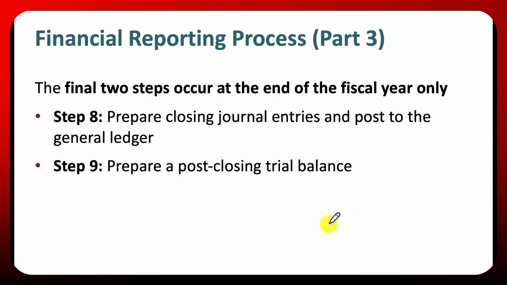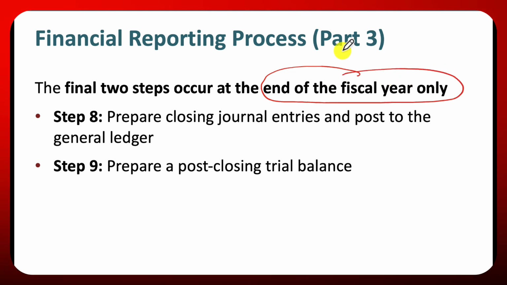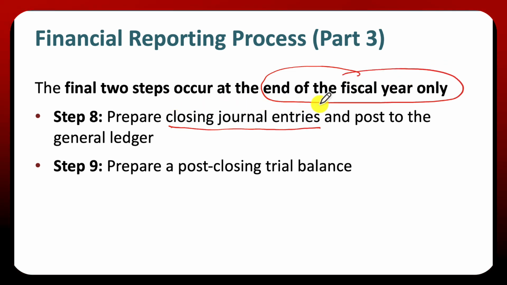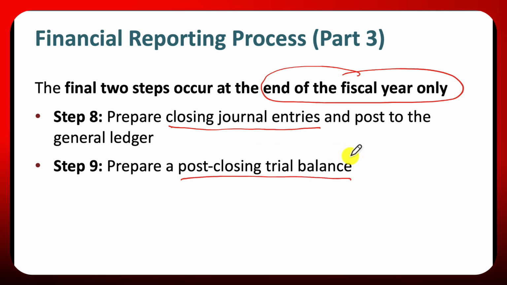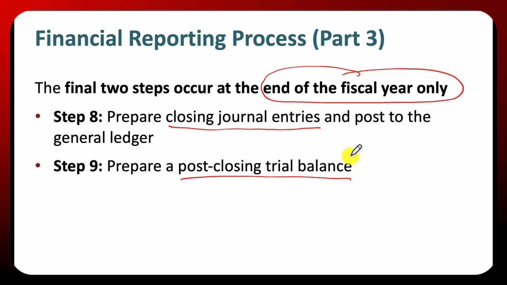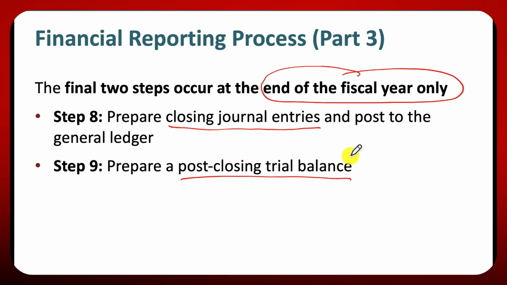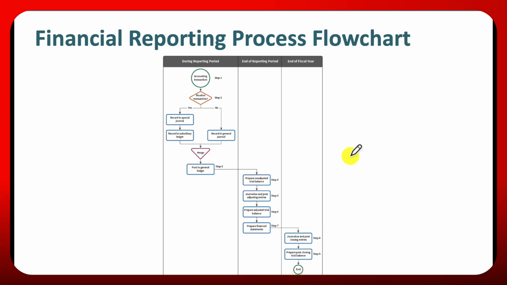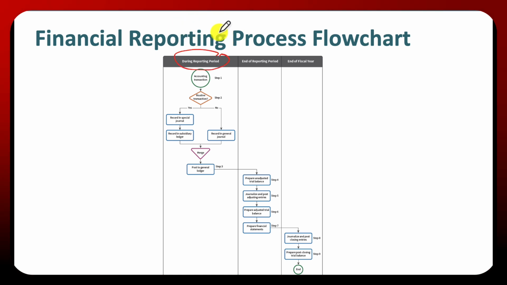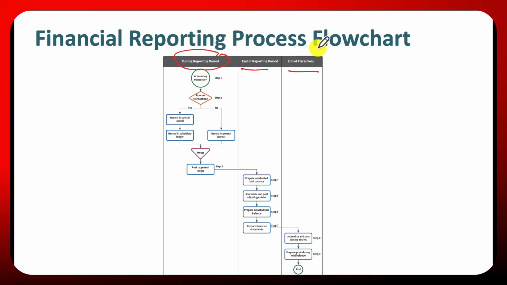Then the final 2 steps occur at the end of the fiscal year only. That's when we prepare the closing journal entries and post them, and then we prepare our post-closing trial balance. All of these steps make up the accounting cycle and how we go from business transactions to financial statements to a post-closing trial balance. Here you see our financial reporting process flow chart, showing what we do during the reporting period, at the end of the period, and then at the end of the fiscal year, and all of the steps associated with that.